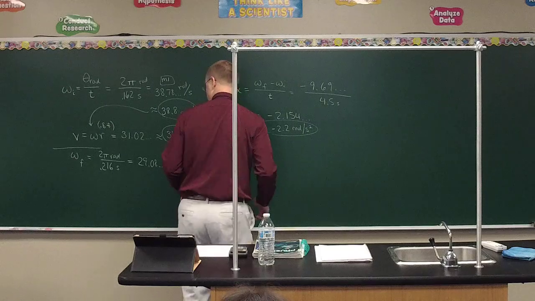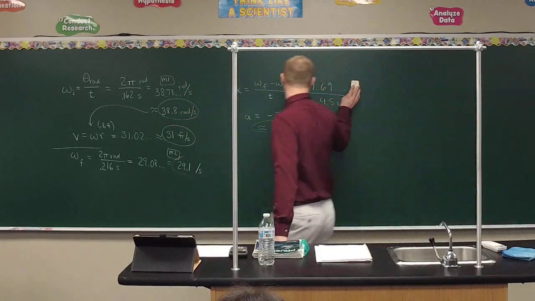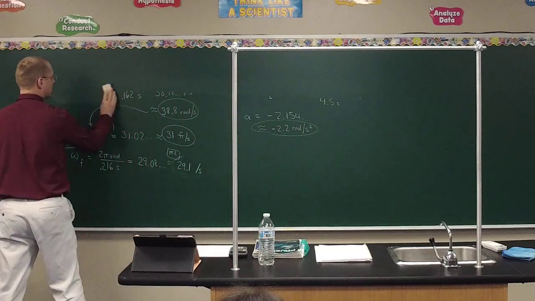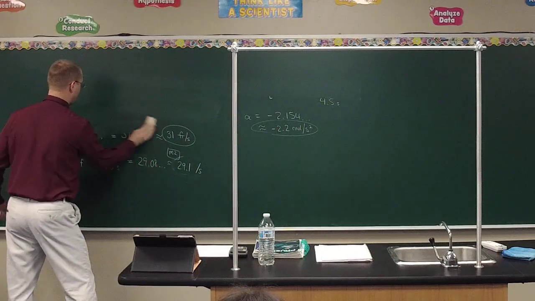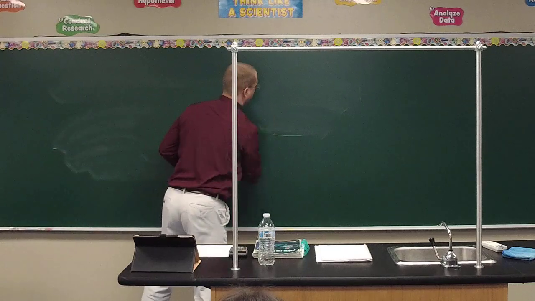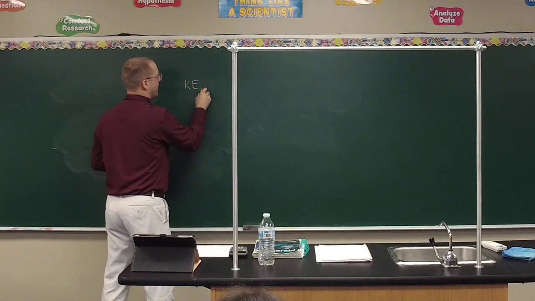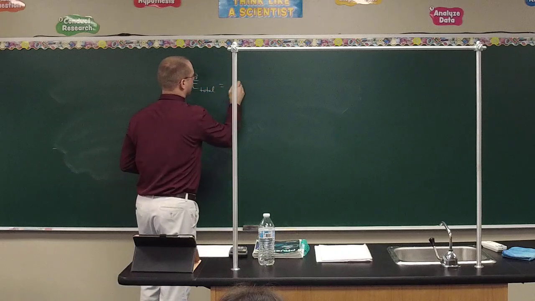What's that equation I'll use? What's that equation we'll use to find total kinetic energy, Michael? 1/2 mv squared. Good. We'll start with the translational kinetic energy, the 1/2 mv squared, and we'll also add to it the rotational kinetic energy, the 1/2 I omega squared.